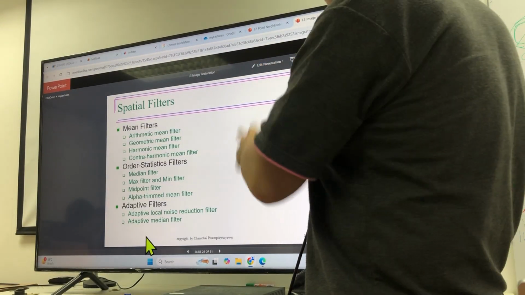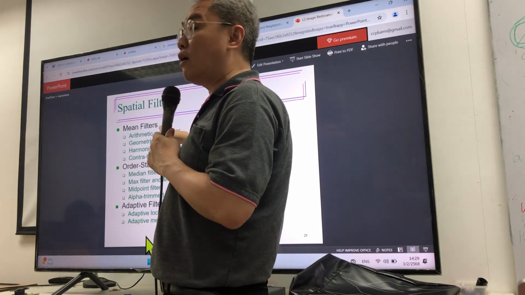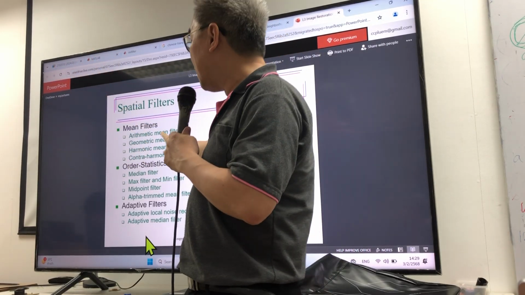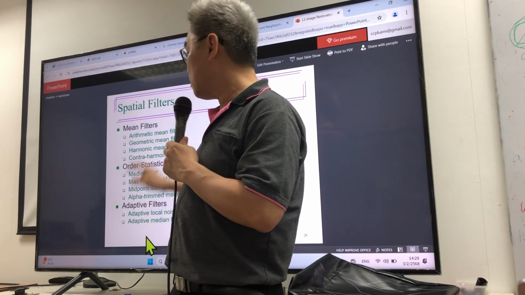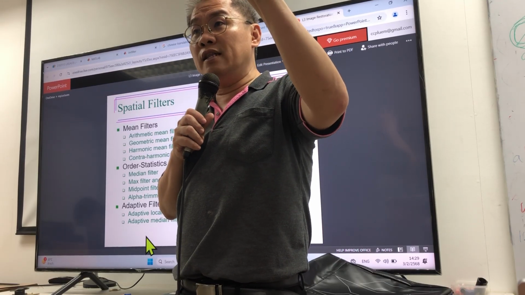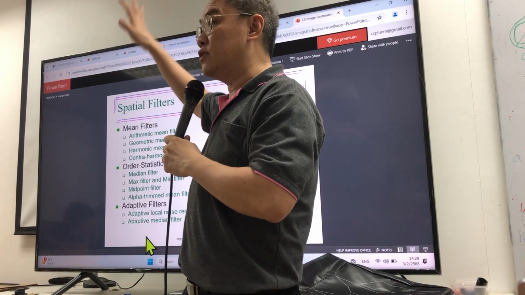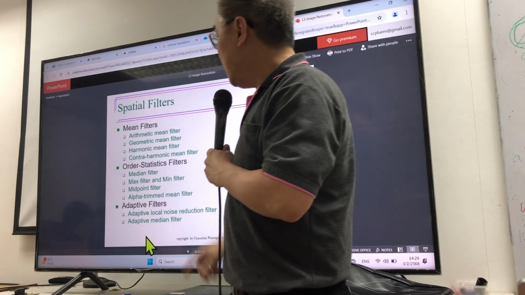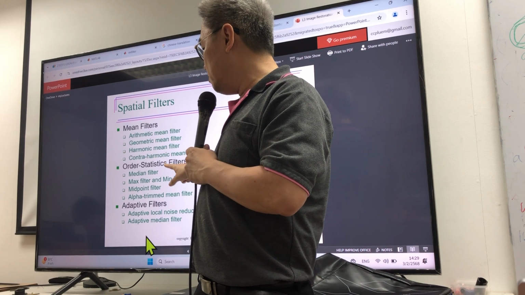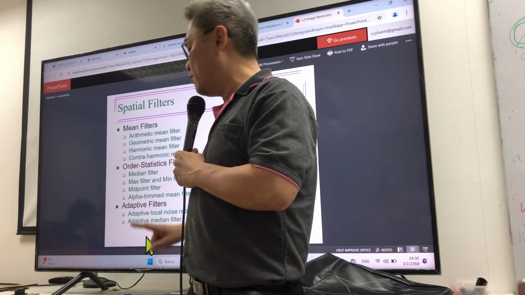Anyway, here are some spatial filtering that we're going to be learning. Arithmetic mean, you have learned that, is called the averaging filter. Averaging filter and image averaging are two different things. The arithmetic mean filter, or averaging filter, takes just the average of the gray level values within the window. Image averaging means you take the average of several images. Then geometric mean, harmonic mean, contraharmonic mean. Other statistics we will learn are median filter, max filter, min filter, midpoint, alpha-trimmed, and the adaptive filter is the last one.